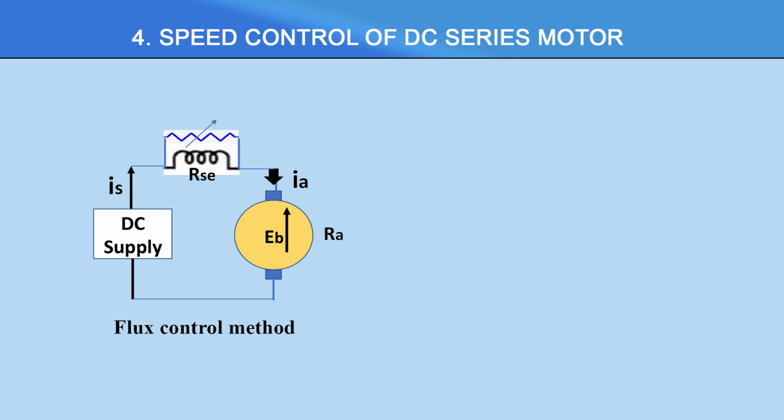So, what is happening here? When we connect this external resistance in parallel with this winding, the flux value will get reduced. Why is it reducing? Because the overall resistance of RSE and the external resistance gets reduced. It is used for reducing the overall resistance of the winding.